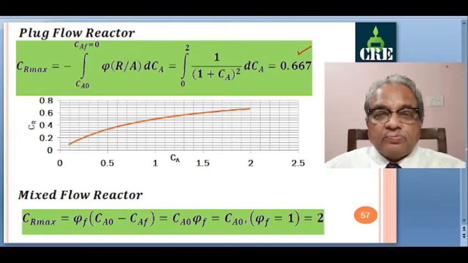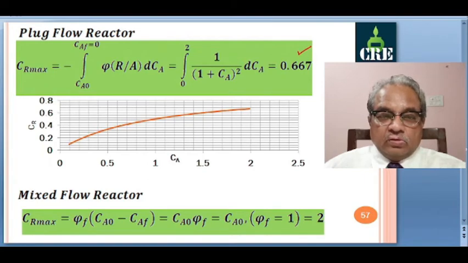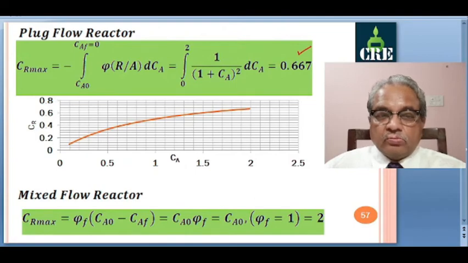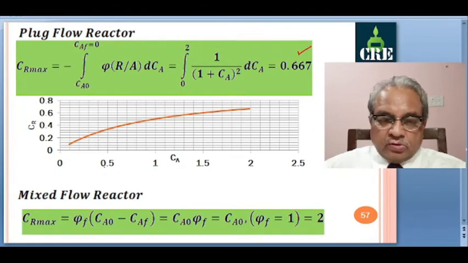Also you can plot this, Cr versus Ca. As this function, the value is here 0.667 maximum. So you start from 0 and all these points. So Cr max is 0.667. Only calculating this is sufficient.